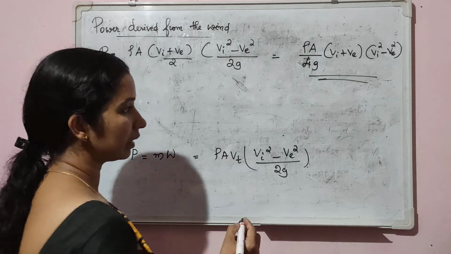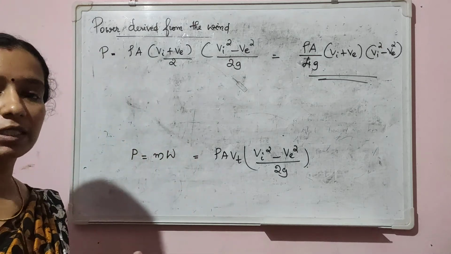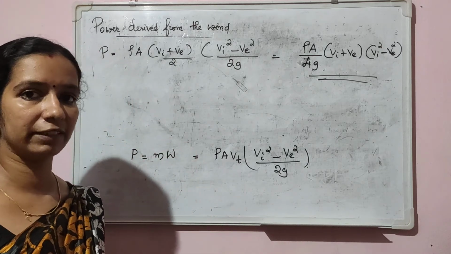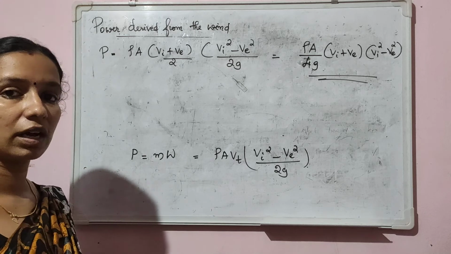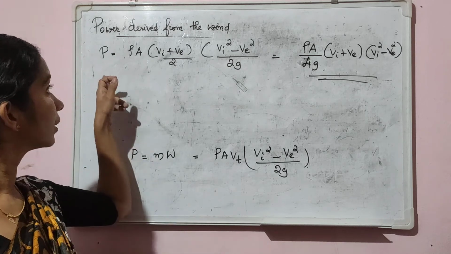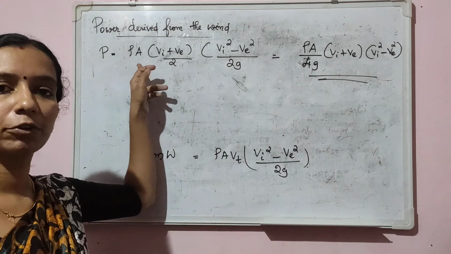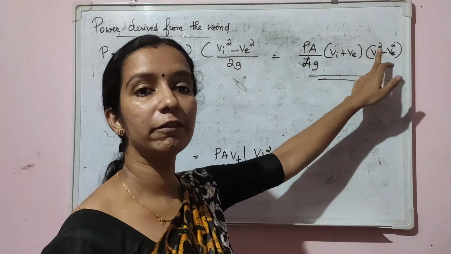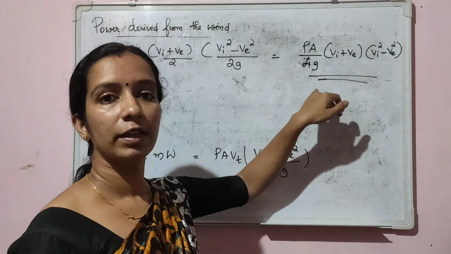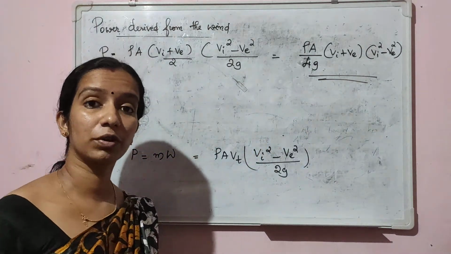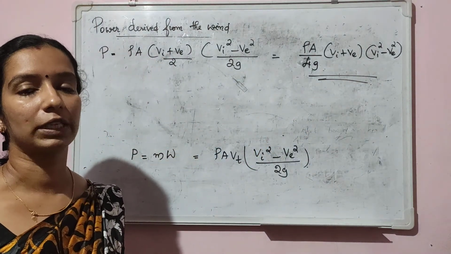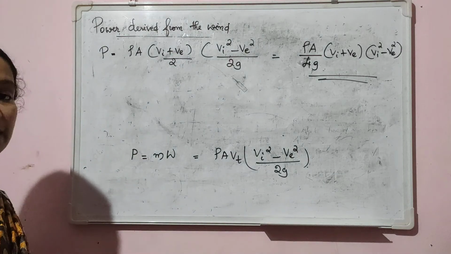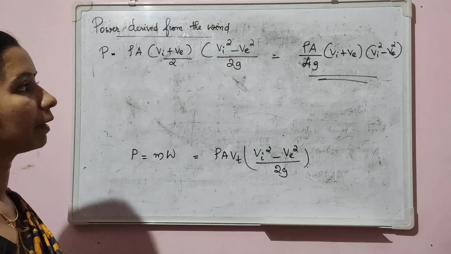So initially we have derived the expression for kinetic energy in the wind, that was half into rho A V cube. So now this equation for power denotes the power output from the wind turbine. So now we have to find the expression for maximum power output.